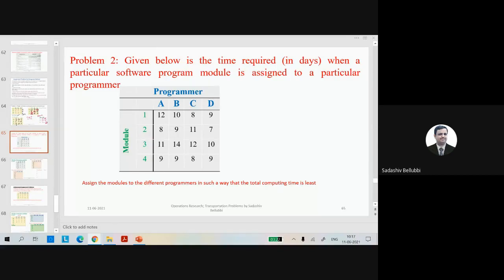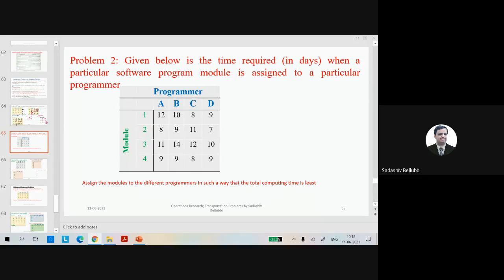Okay, problem number 2, that is the assignment problem. The problem statement is: given below is the time required in days when a particular software program model is assigned to a particular programmer. Here they are given 4 programmers and 4 models, and how many days each programmer will take to complete those models. They are given in the matrix. 12, 10, 8, 9 for the first model, which are the days of timing from those programmers.